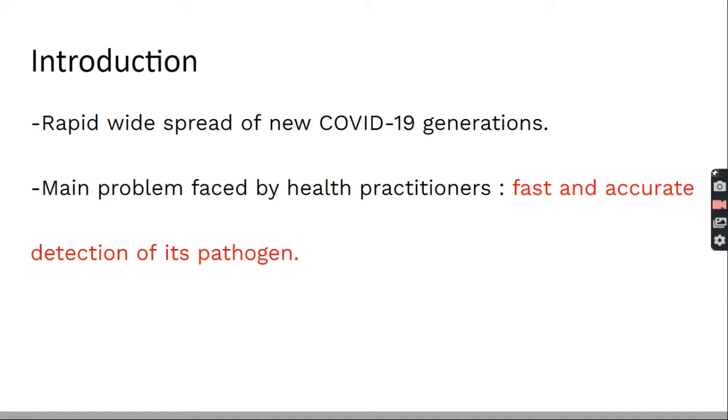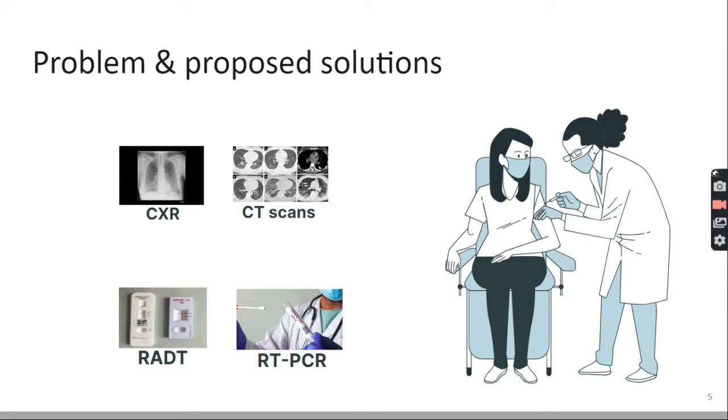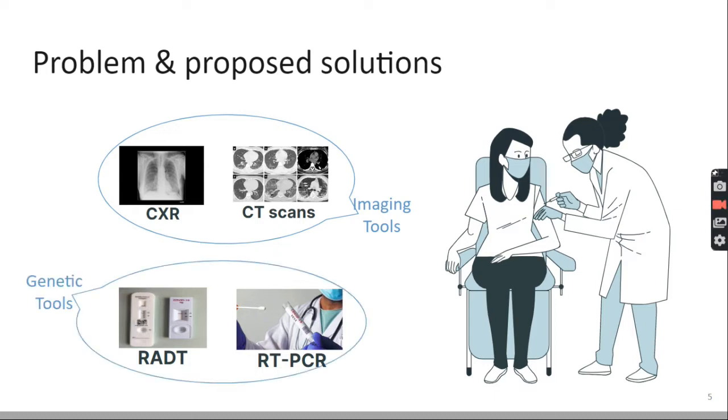This large spread of this disease puts us in a situation where we find ourselves obliged to search for methods that are fast and specific, yet not very sensitive. There exist four methods of COVID detection so far, which we divide into two sections. First, we have the imaging tools or thoracic imaging tests that consist of chest X-rays and CT scan images. Secondly, we have the genetic tools that are RT-PCR tests and rapid antigen detection tests.